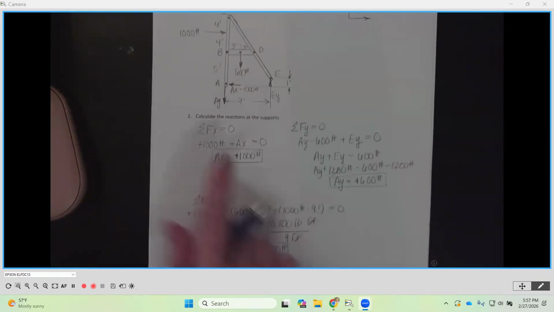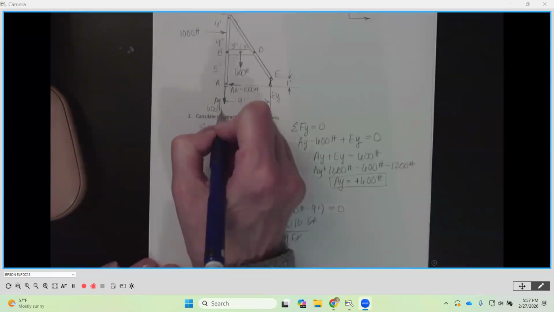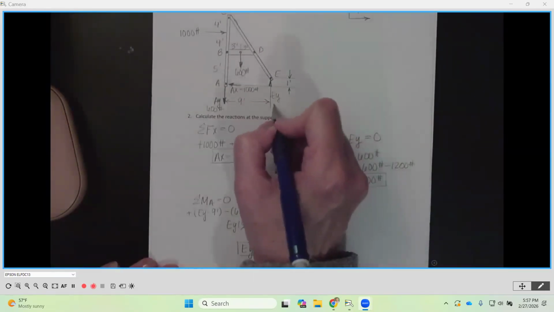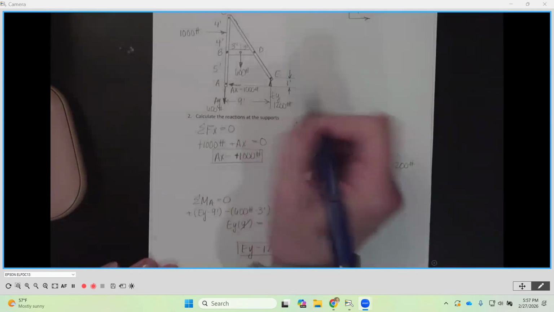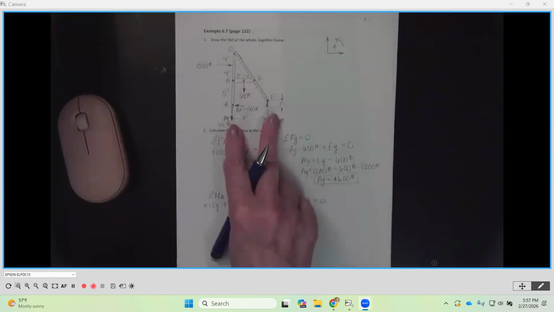Okay, so AY is going down 600 pounds. So I'm going to put 600 pounds below here. EY is going up and it is 1,200 pounds. And AX is going to the left and it's 1,000 pounds. Okay. Any questions on the results that we have so far? So this is our first step, drawing the free body diagram of the entire frame together and solving for the reactions at the supports A and E here. Okay, and we were able to solve for all of them, which is good.